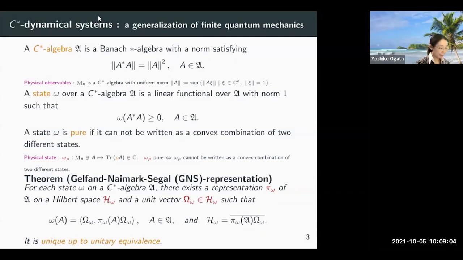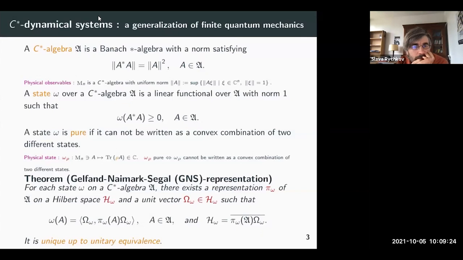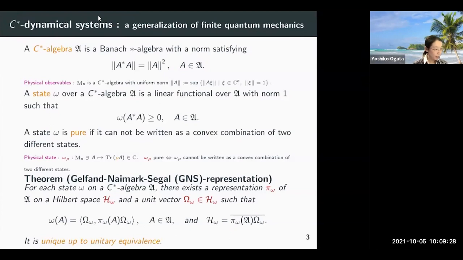In finite dimensional quantum mechanics, physical observables are given by M_n, which I denote the n by n matrix algebra. So in finite quantum mechanics, in the simplest case, n by n matrices give physical observables. And in this C-star dynamical framework, these physical observables are replaced by a general C-star algebra. So M_n is replaced by a C-star algebra, which is a Banach star algebra with a norm satisfying the C-star norm condition. And our original n by n matrix algebra is one kind of C-star algebra with respect to the uniform norm. So this is a generalization of our original setting of n by n matrices in finite dimensional quantum mechanics.